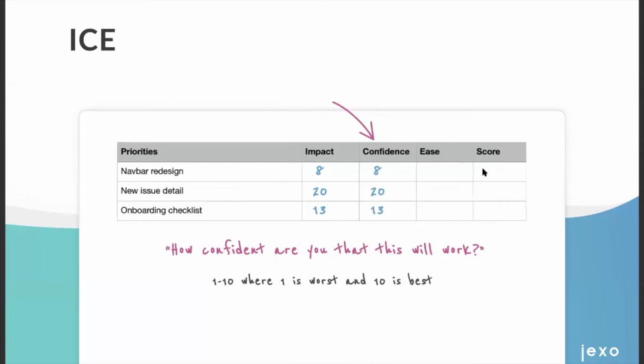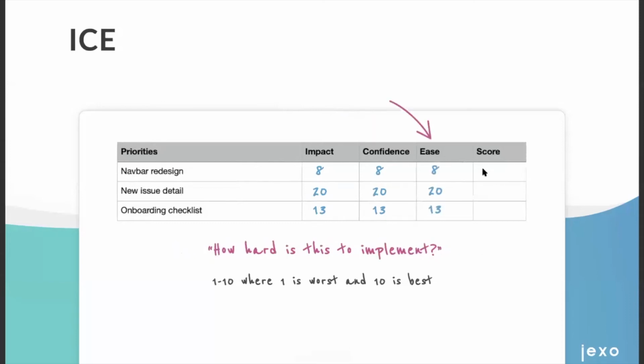The next metric is confidence. Because we might be very optimistic about the impact, this metric is designed to bring us a little bit closer to the ground. So when filling this one, ask yourself how confident you are that this approach will work and it will deliver the impact you assigned it. And the last one is ease. We already discussed this one in a previous framework, so we won't go into that many details over here.